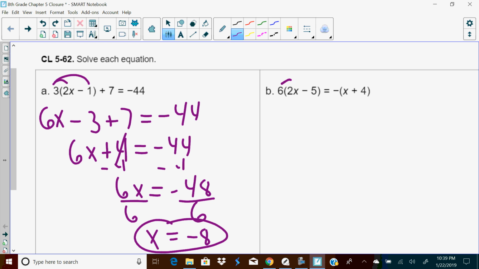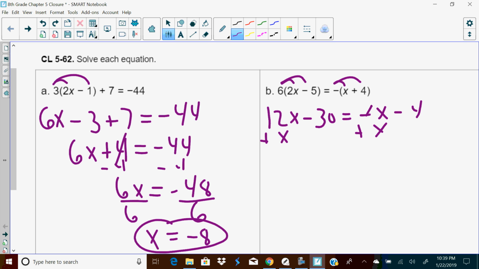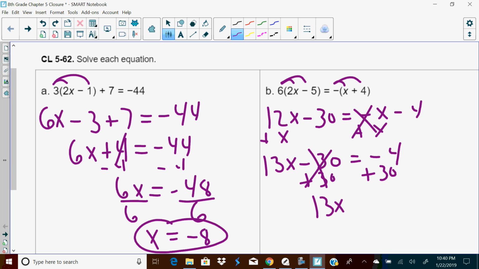For b, I'm going to distribute the 6 and the negative, so I get 12x minus 30 equals negative x minus 4. So I'm going to add x to both sides. I get 13x minus 30 equals negative 4. Add 30. So I'm going to get 13x equals 26. Divide both sides by 13. So I get x equals 2.